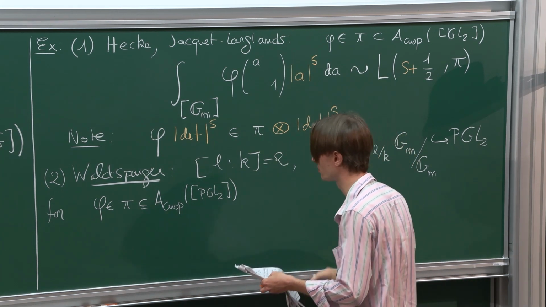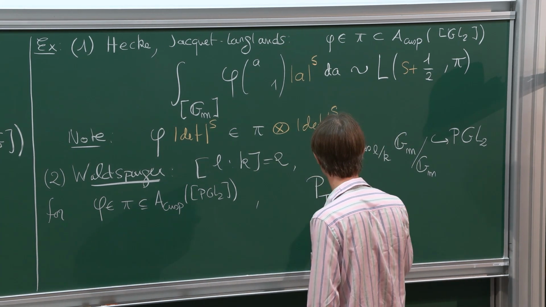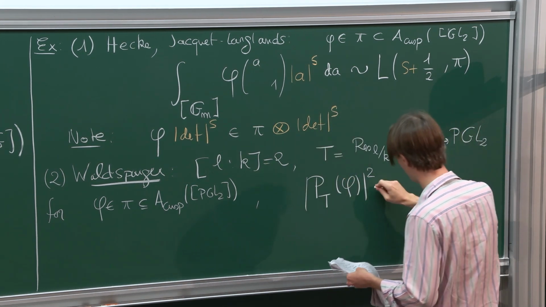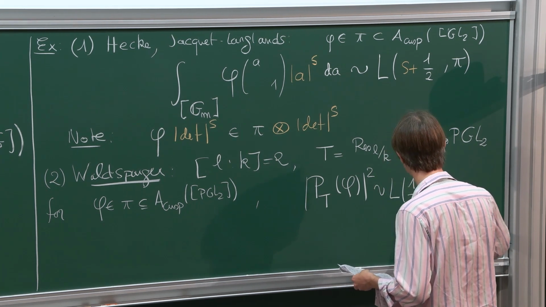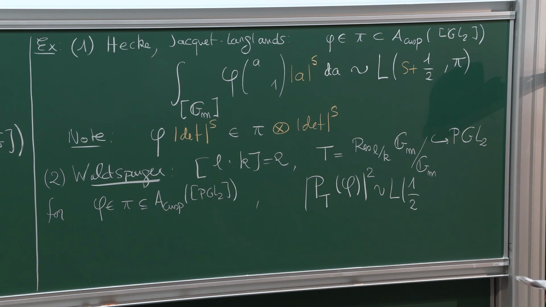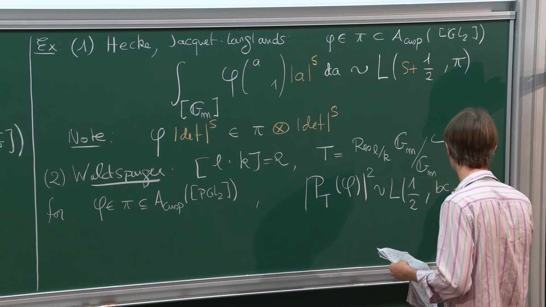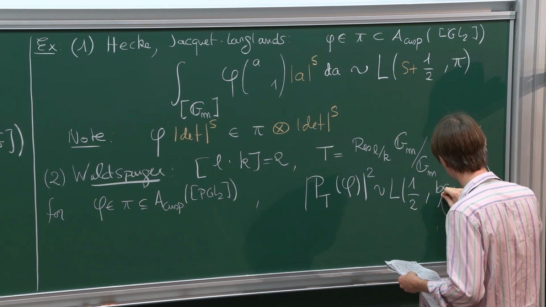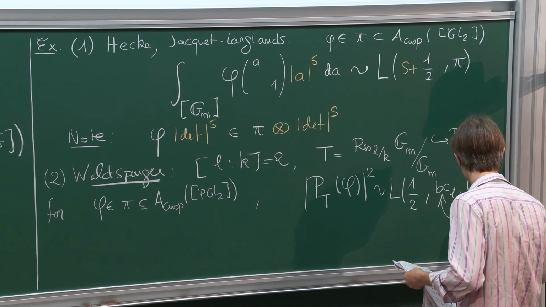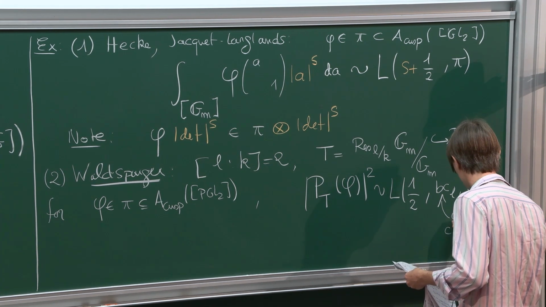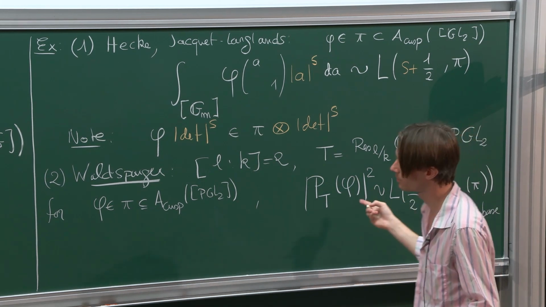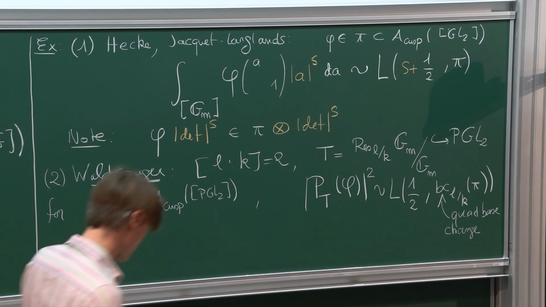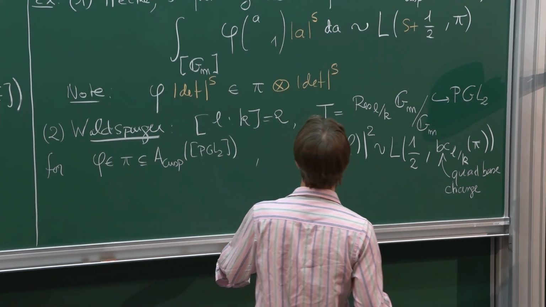What Waldspurger has shown is that the automorphic period of phi along T, when you take the square of its module, is essentially, again, equal to the central value of an L-function. This time, this is not the standard L-function of pi, but the standard L-function of its quadratic base change to L, an automorphic representation of PGL2 over L. So it's a base change of Langlands. These two examples give you relations between periods and L-functions.